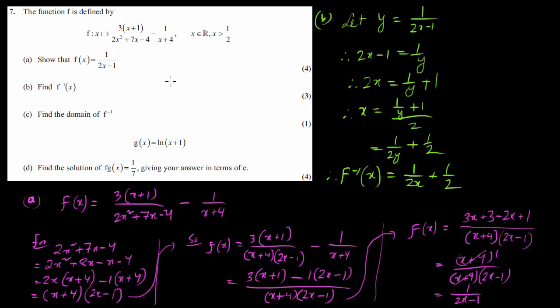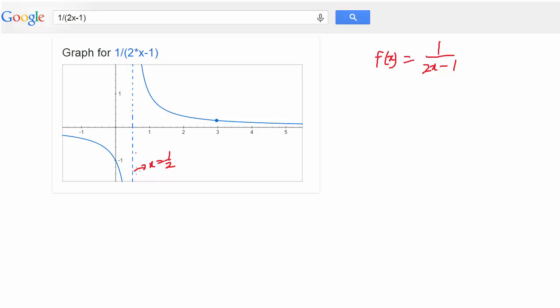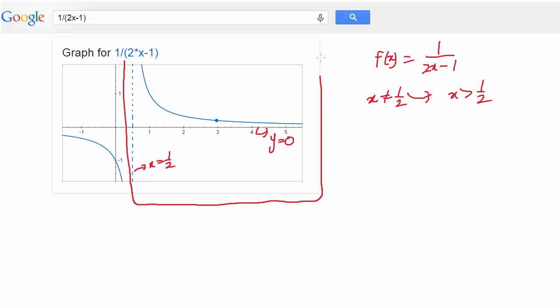Now in the question, it is given that x is greater than half. That means we only use this portion, on the right hand side of the asymptote. This portion is not needed. The other asymptote is y equals 0. So the domain they have given, instead of x not equal to half, which is the regular domain, is x greater than half, and that means we're going to use only this portion. In that case, the range is going to be f(x) greater than 0. So that is the domain, and this is the range.